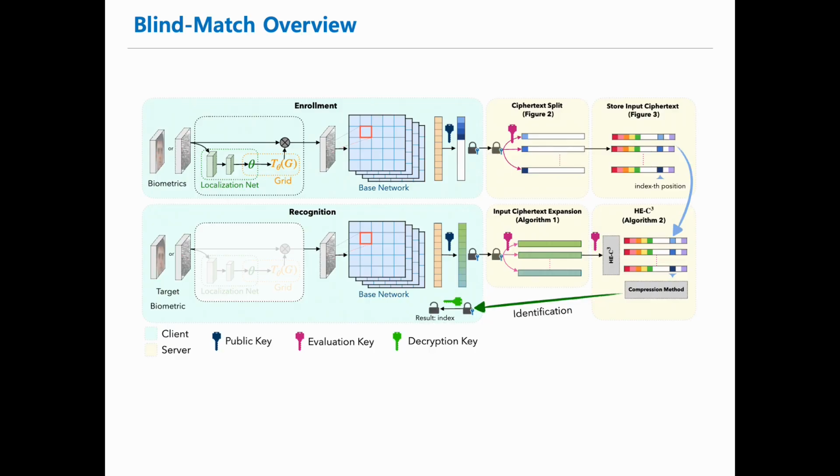Here is an overview of BlindMatch. It consists of 2 main phases: enrollment and recognition. Regardless of the number of registered users, the client requires minimal network traffic to send the input ciphertext to the server. Moreover, BlindMatch achieves at least 3 times faster identification speed compared to existing homomorphic encryption-based cosine similarity operations. This is because the template vector is pre-computed and optimized to the ideal size, significantly reducing computational overhead.